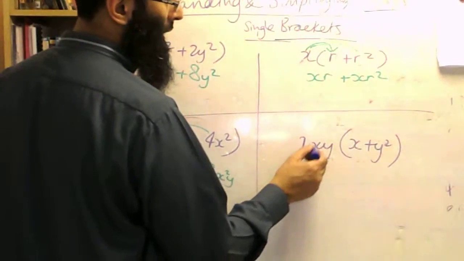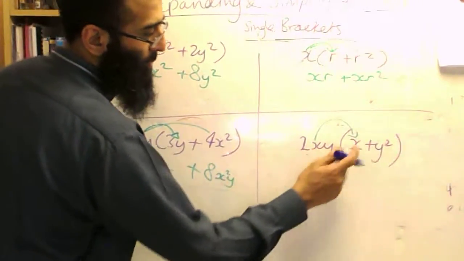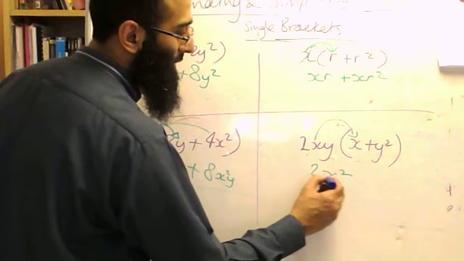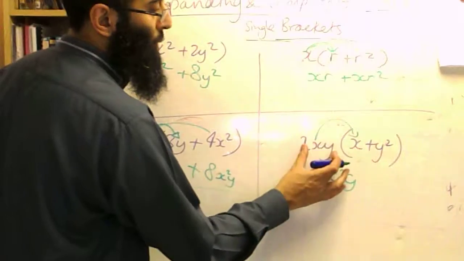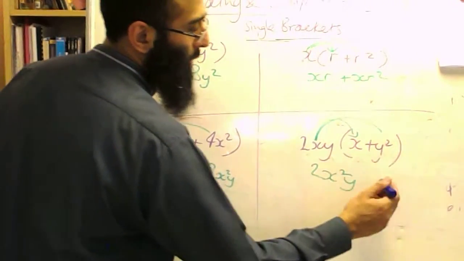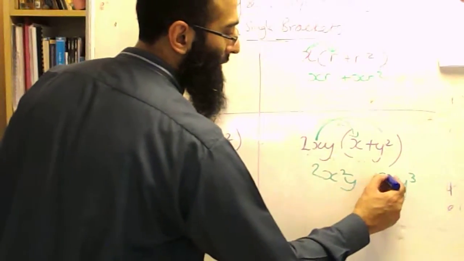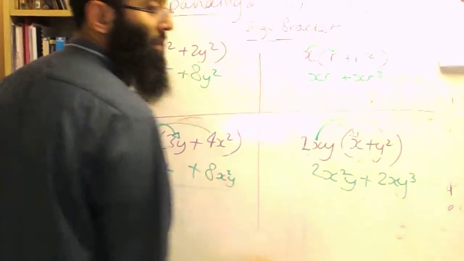Okay, we have 2xy. We multiply it by x. Now, the x, when you multiply it by the x, that will give you x squared. And the rest of it gets copied down as a product: 2x squared y. You have 2xy times the y squared. Now the y's will combine. y times y squared will give you y cubed. And then we just copy the rest of it down: 2xy cubed. So those get carried through as a product.